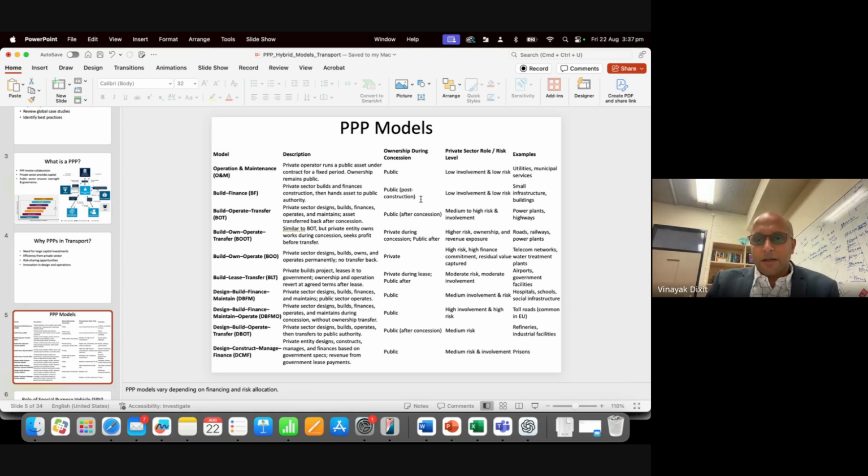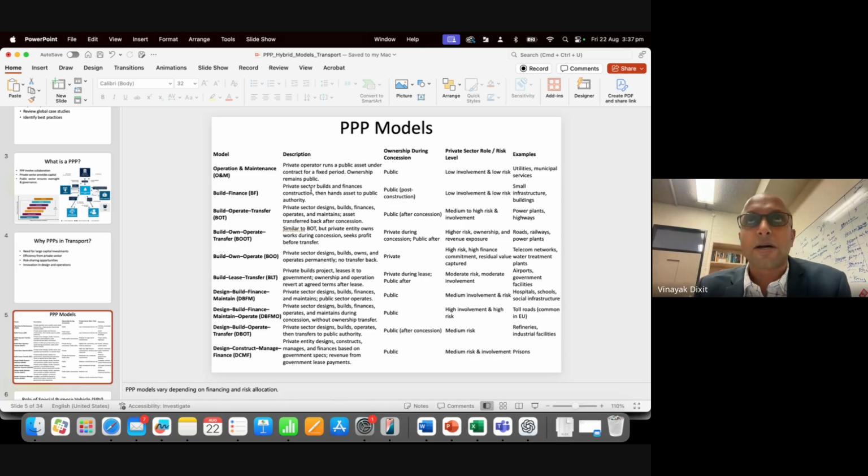So I've put together all the types of PPP models that we are aware of. There's operation and maintenance, where the ownership is public, but it is a service contract with the private operator. There's build and finance, where the private sector builds and finances the construction, then hands it over to the public authority, and the government will be servicing that loan.